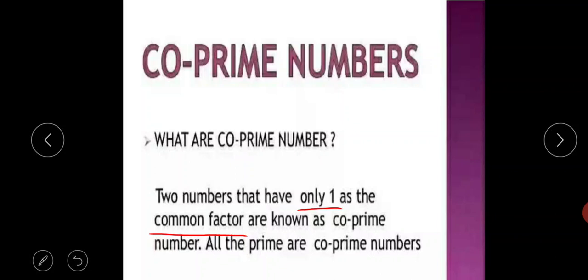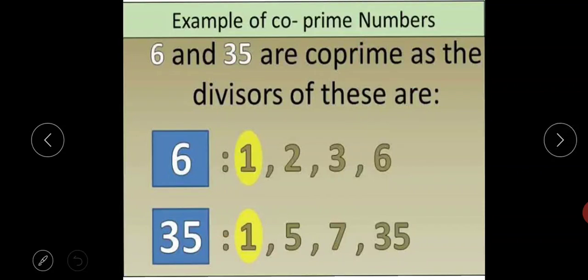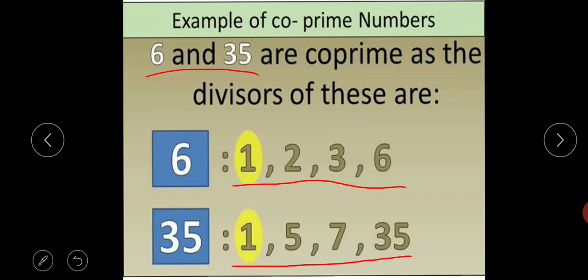For example, 6 and 35 are co-primes because when we list factors of 6, these are 1, 2, 3 and 6. Similarly, factors of 35 are 1, 5, 7, 35. Now the common factor of 6 and 35 is only 1. So 6 and 35 are co-prime numbers.